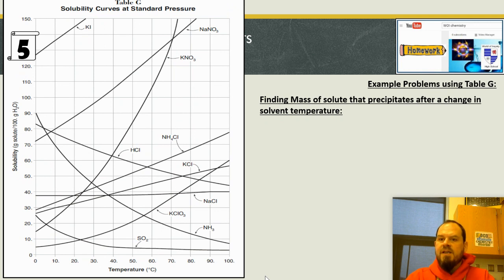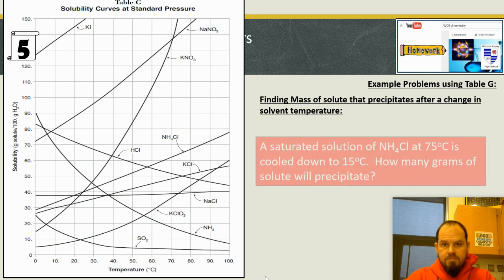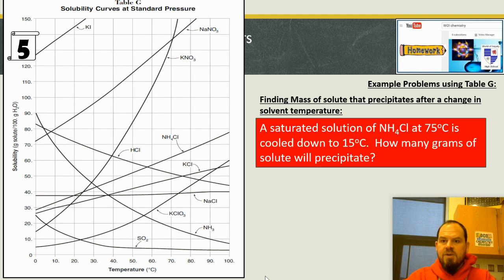The solute that precipitates after a change in solvent temperature. So we're going to find two temperatures up to the line, subtract the two. Okay. A saturated solution at 75 degrees is cooled down to 15 degrees. How much precipitated out? So go 75 degrees up to NH4Cl. I'm going to guess probably pick 62. Then at 15 degrees up to the same line, I probably picked 37, maybe 38.